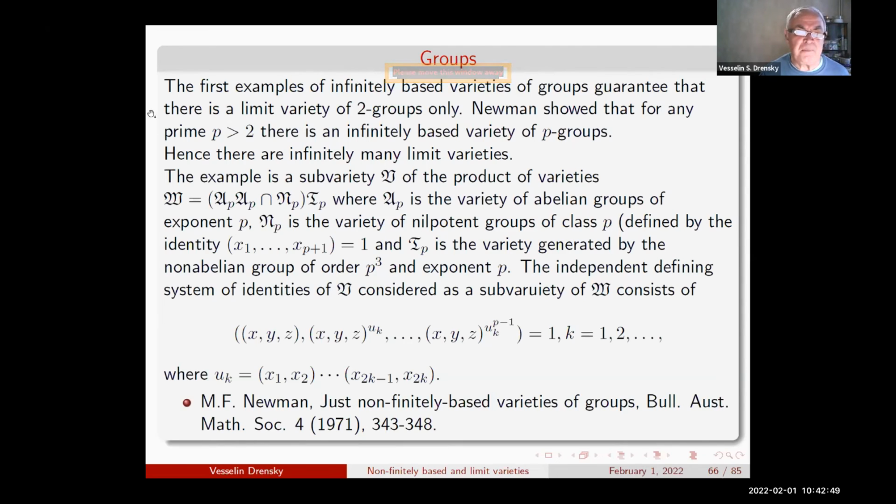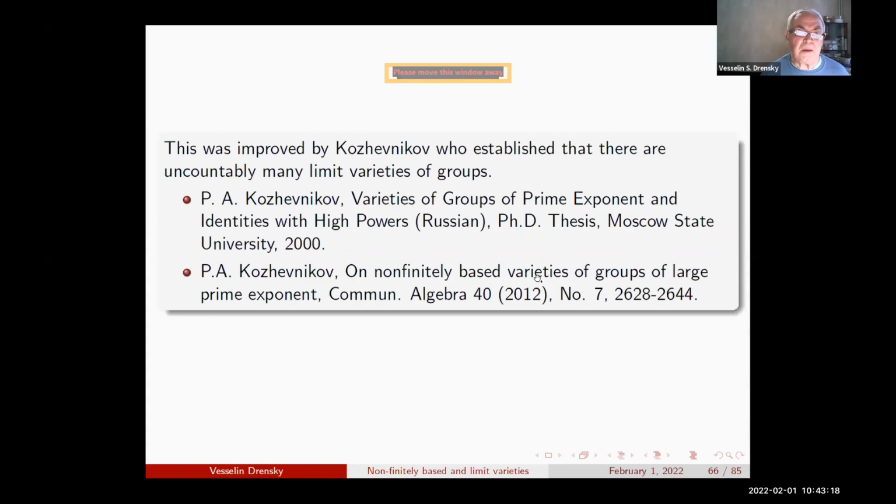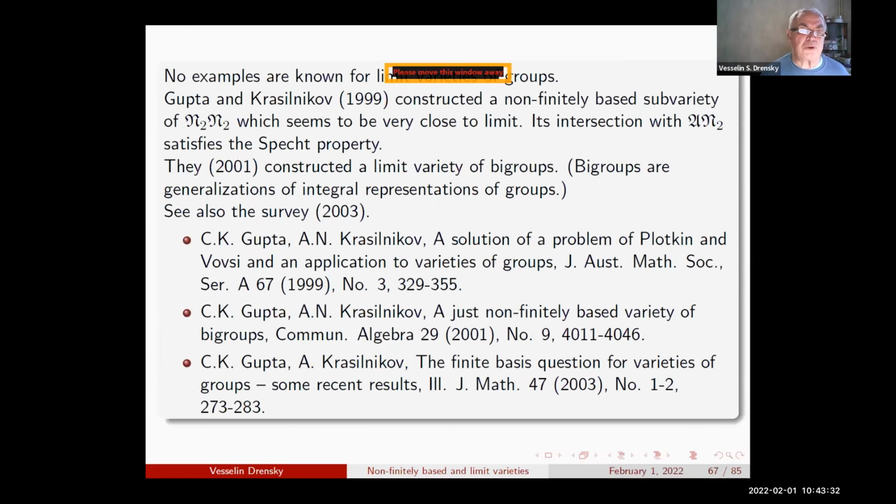For groups, we know that we have limit varieties because Newman showed that for any prime p bigger than 2, there is an infinite based variety of p-groups. So as a consequence, for each such variety you have a limit subvariety. So the limit varieties are infinitely many. But further, it turns out that there are uncountably many limit subvarieties of groups. This is Kozhevnikov, his thesis in Moscow State. And also, there are no explicitly known examples of limit varieties of groups.